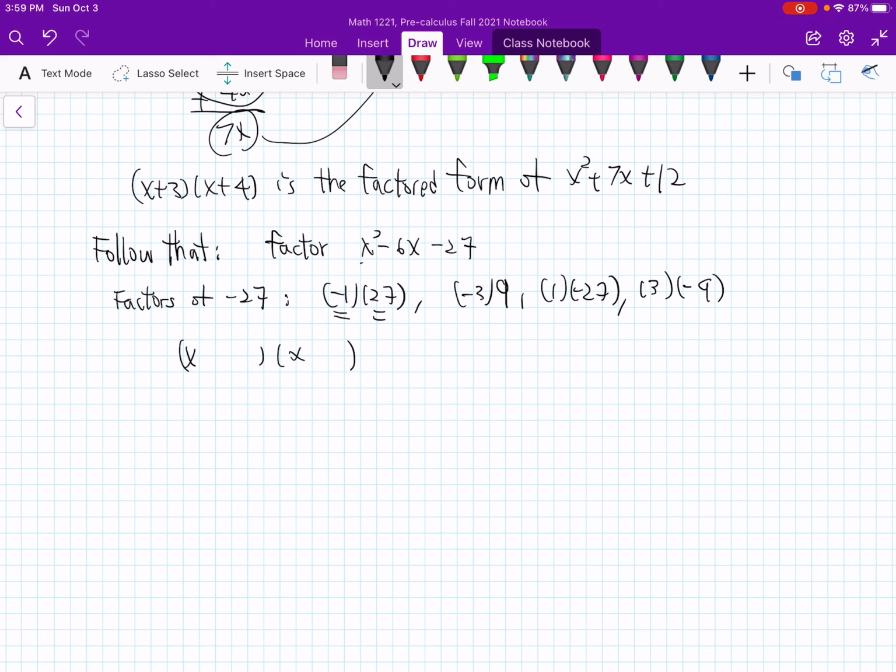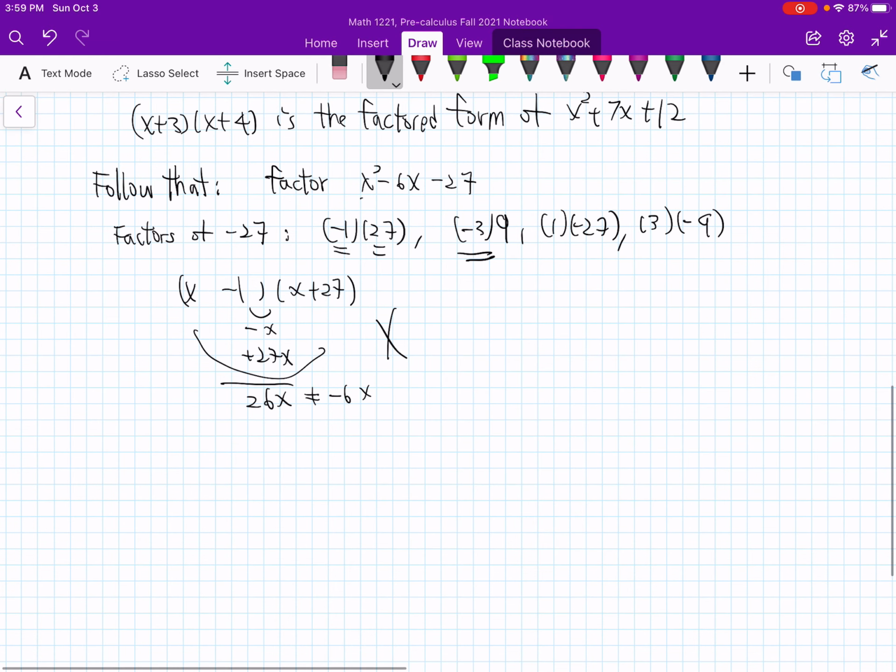Then we try this factor. Let's try -1 and plus 27. Then we check the middle term. So -1x plus 27x, obviously, that's 26x and not equal to -6x. So that's the incorrect one. Well, let's try the next one.